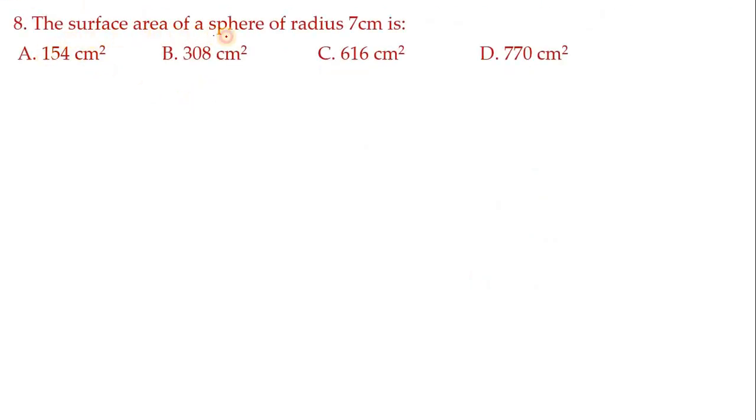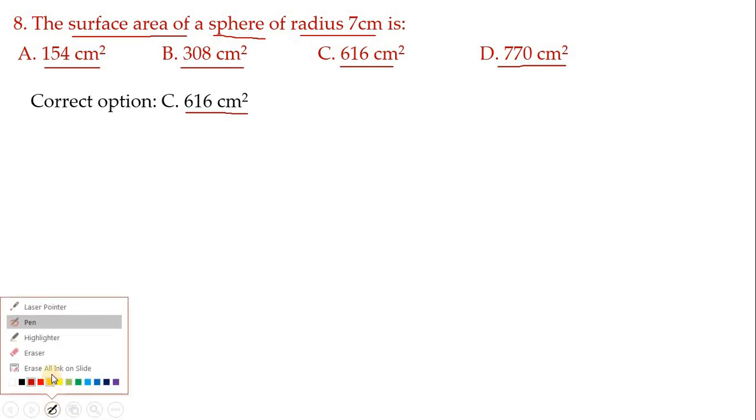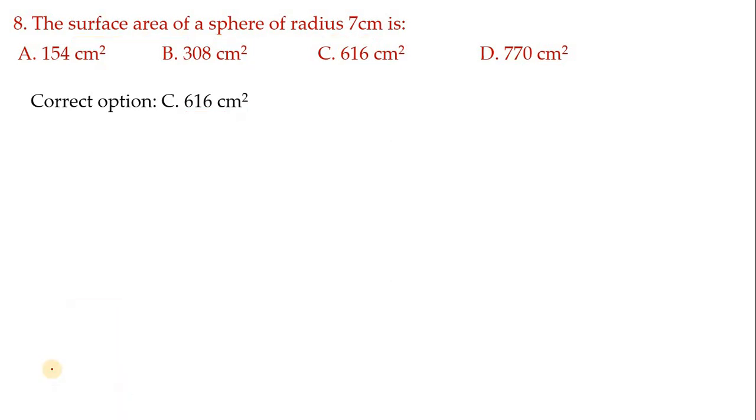The surface area of sphere of radius 7 cm is, given options are 154 cm square, 308 cm square, 616 cm square, 770 cm square. The correct option is C, 616 cm square. Let us see how to solve this. They are asking surface area of sphere. Surface area means that is understood TSA only you have to find. So TSA of sphere finding formula is 4 pi r square. Substitute the values.